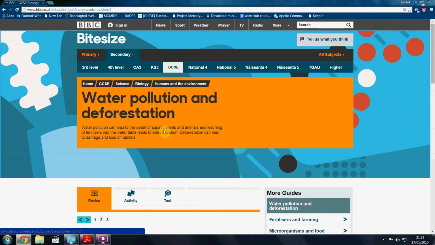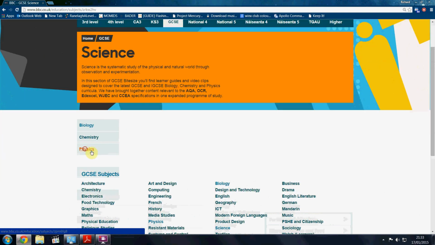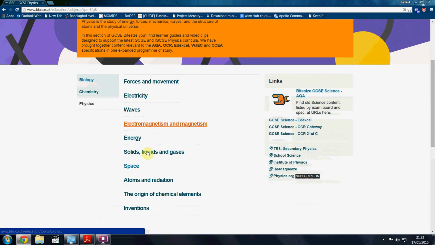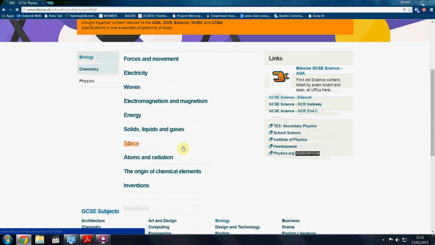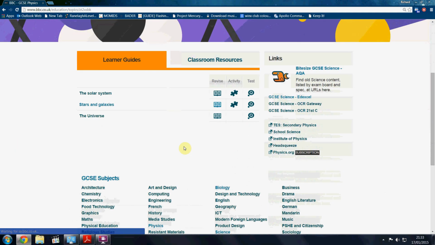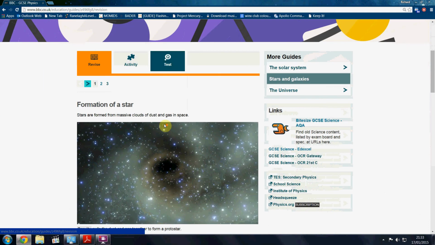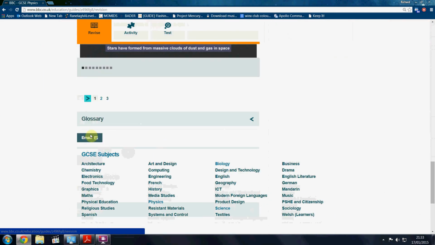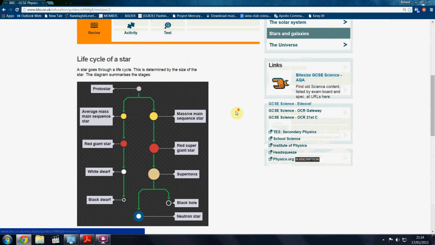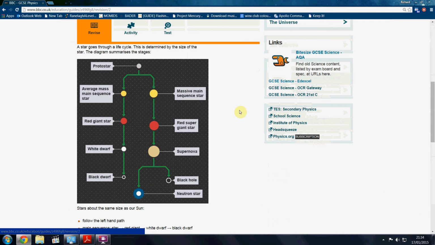So let's go to science here, and then physics, and then space, stars and galaxies. I think we might need to scroll through some of these quite nice pictures. You can look at them in your own time if you want to. Yep, here we are. So we've got the life cycle diagram of a star.